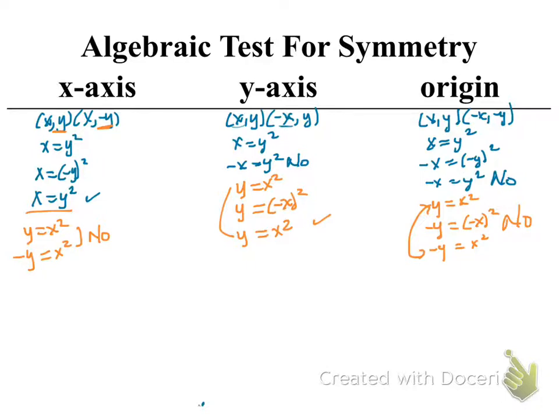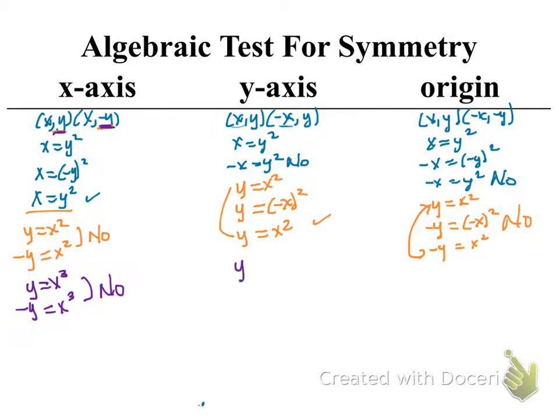Then the last one that we looked at was y equals x cubed. Sorry, that is a 3. If I want to check it with respect to the x-axis, remember I'm going to replace y with a negative y, so it's the opposite of what you think it's going to be. So it's going to be negative y equals x cubed. Are those going to give me the same thing? Hopefully you said no. They are not the same, so it's not symmetric to the x-axis.